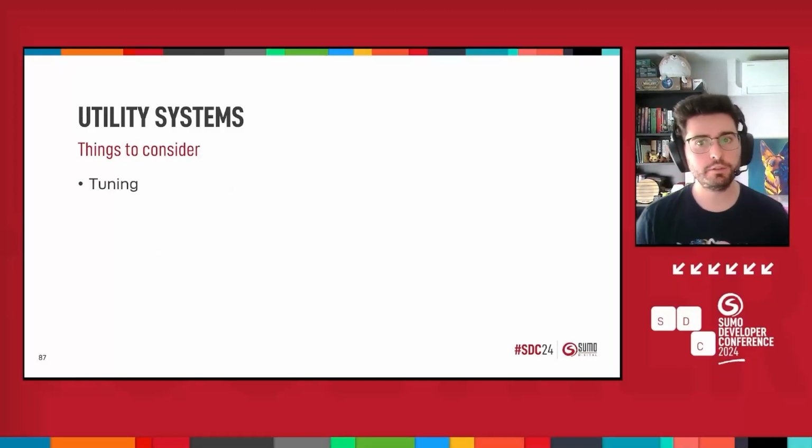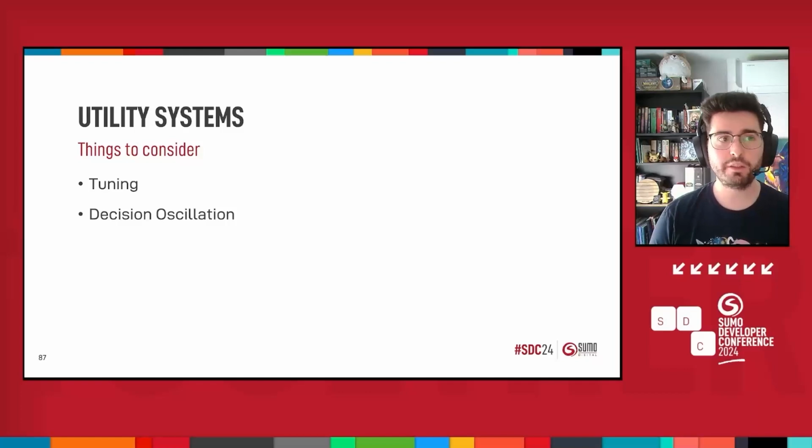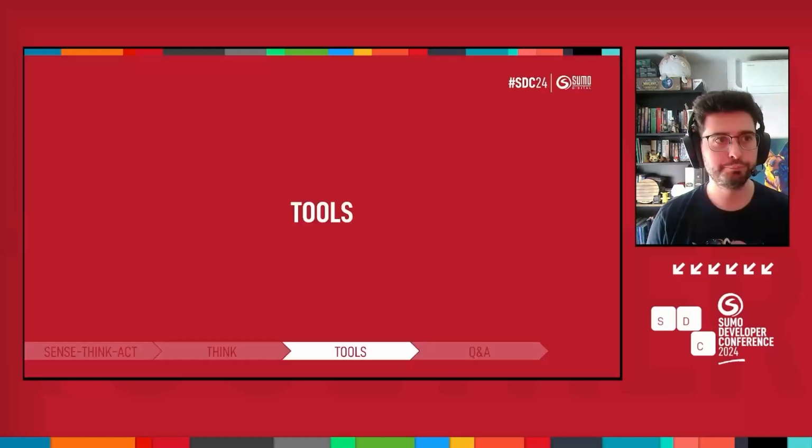Some things to consider. Tuning: your designers will spend a lot of time tuning these utility functions so that the NPCs can behave the way they want them to, and trying to chase edge cases. Decision oscillation: you might come to a situation where an NPC is oscillating between one behavior and another based on numerical values that are quite close to each other. So you might want to add a bit of inertia to those. Things like a cooldown, making sure that a certain action is not executed straight after it just executed, for example. There are different things you can do to solve this.